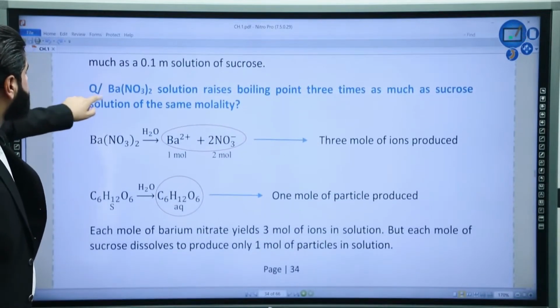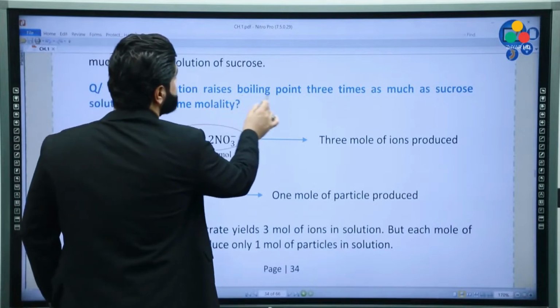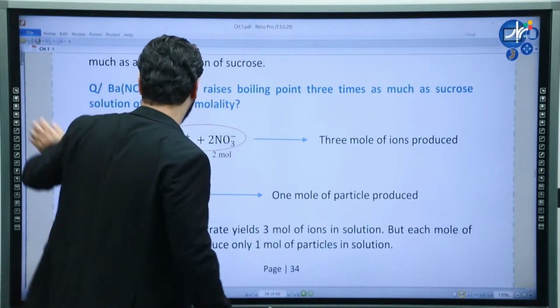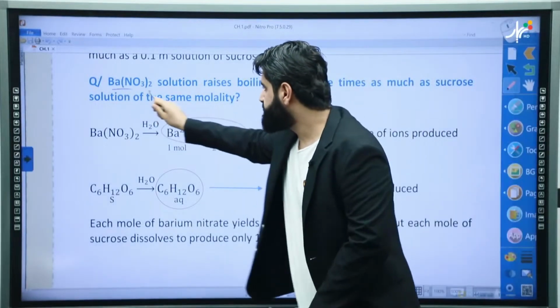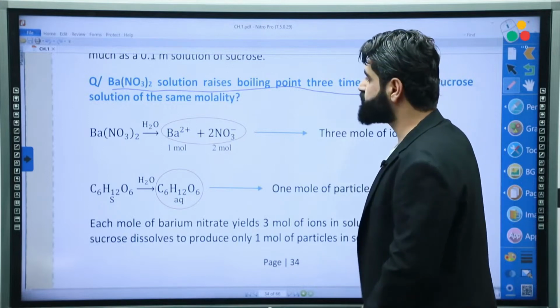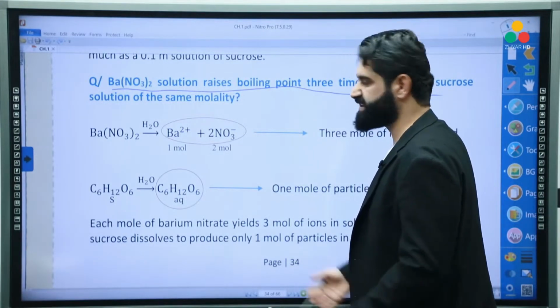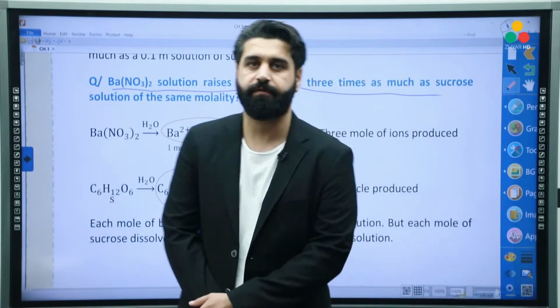What about Ba(NO3)2? Well, Ba(NO3)2 solution raises boiling point 3 times. Let's see. Ba(NO3)2 solution raises boiling point 3 times as much as sucrose solution of the same molality. Why? And please explain and show the reason.